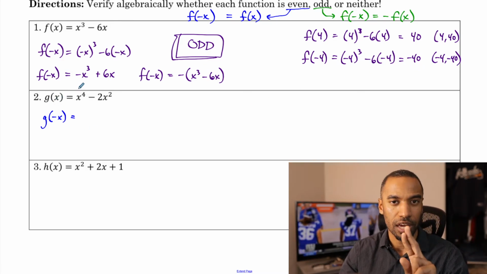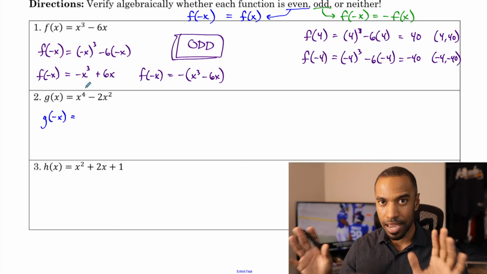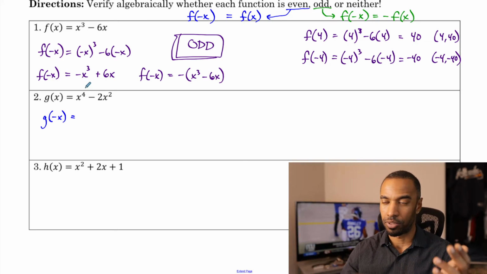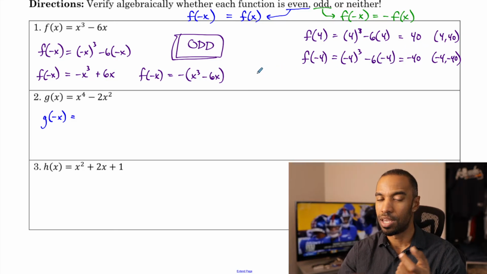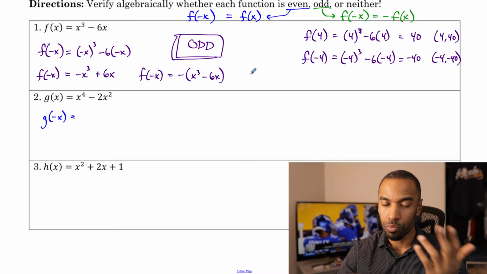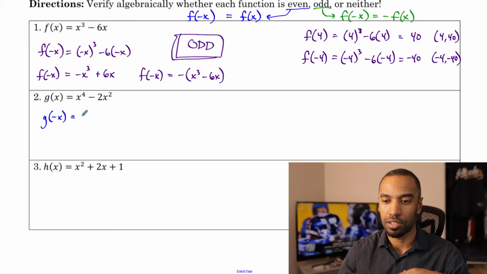The only thing I can think of is you can disprove even and odd by saying it's neither, by using a counterexample and saying if I don't get the exact same y, or if I don't get exact opposite signs, then it's neither even nor odd. And when we find our first neither, I'll do that. Anyway, let's substitute negative x into x right here.